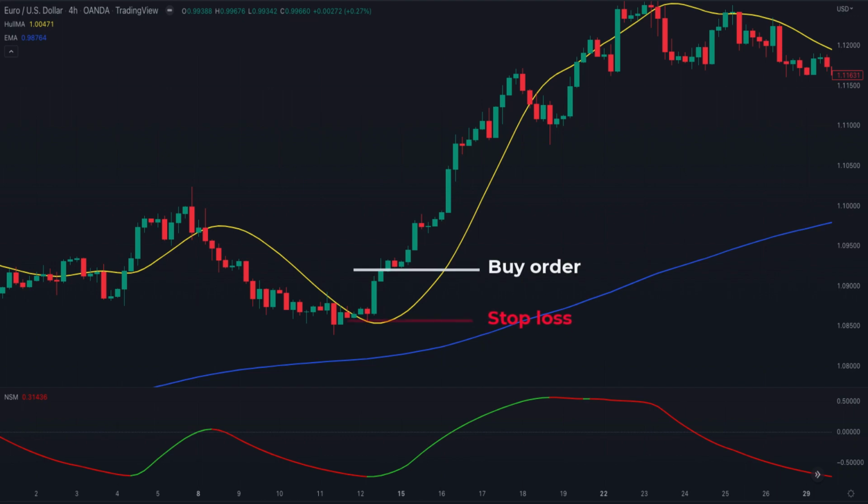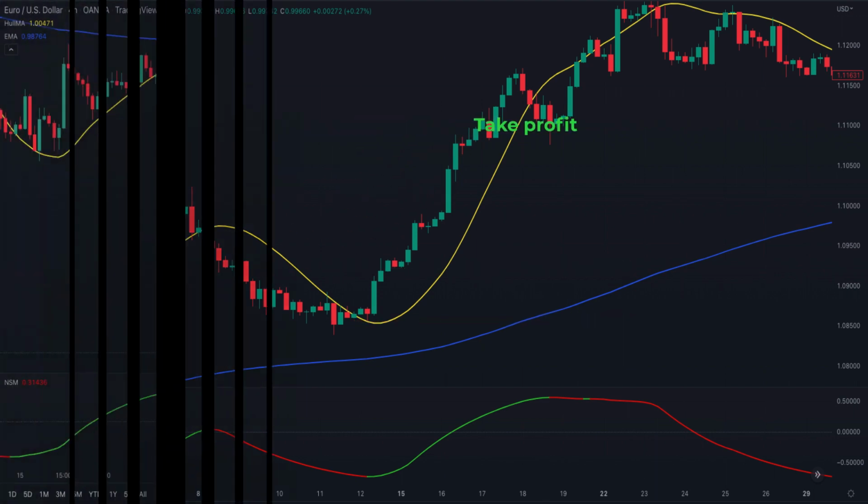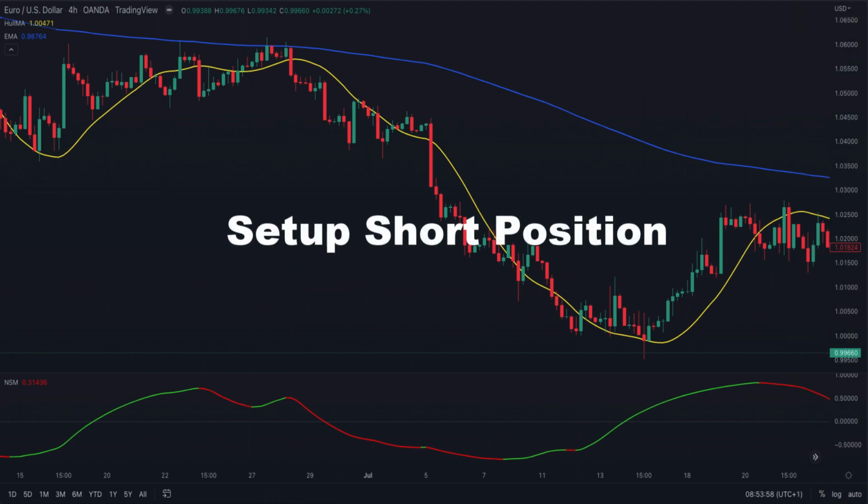Then, we place a stop-loss order at the Hull moving average. The take-profit order will be set at 3 times the risk. The rules for a short position are the opposite.